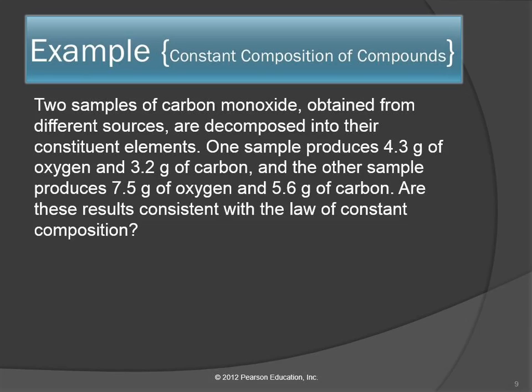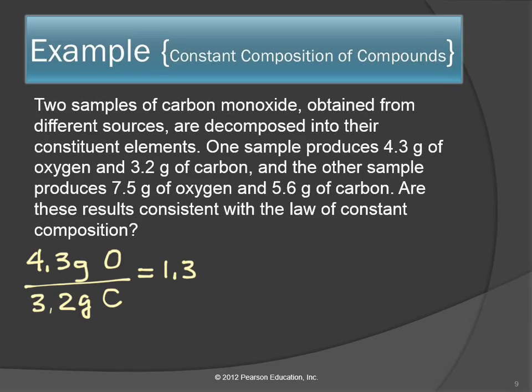So because there's more of the oxygen and less of the carbon, let's do oxygen to carbon. So for that first one, it's 4.3 grams of oxygen to 3.2 grams of carbon. I was going to get my calculator out, and then I forgot. So 4.3 divided by 3.2 gives us 1.3. So a ratio of 1.3 to 1.